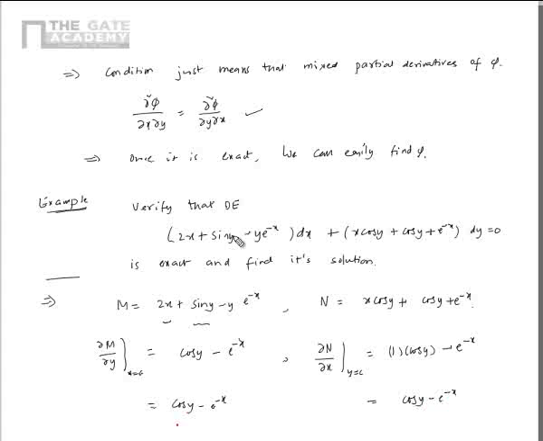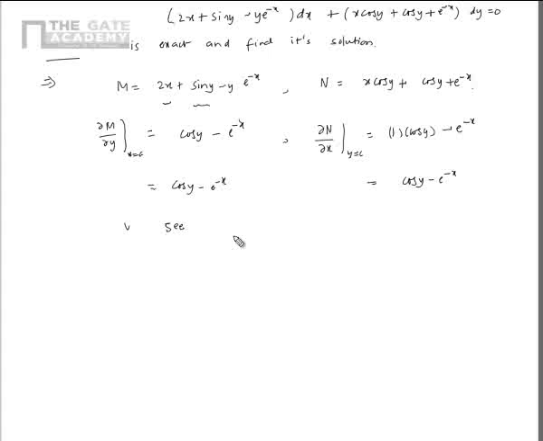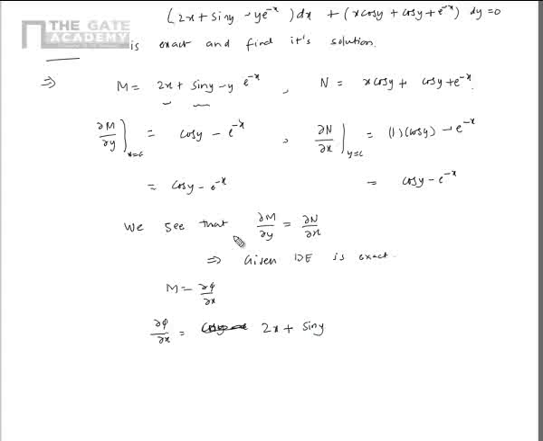So you can see that ∂M/∂y is equal to ∂N/∂x. So basically the given differential equation is exact. Once we know that it is exact, we know that M is ∂φ/∂x. So ∂φ/∂x is M, so I can put the M form: 2x plus sin y minus y e^(-x).